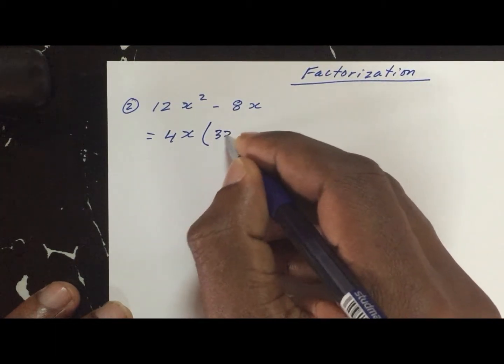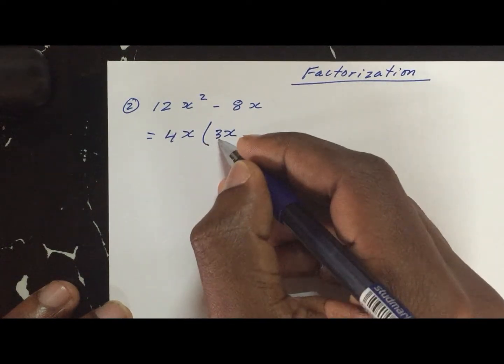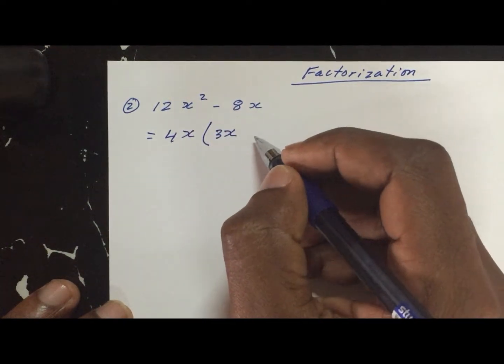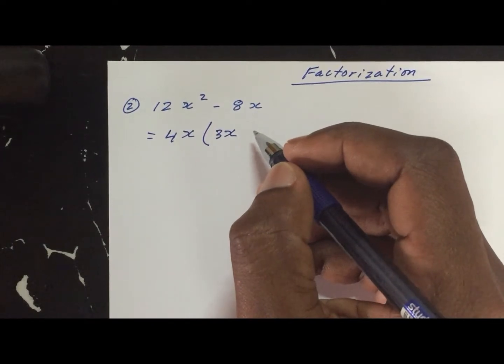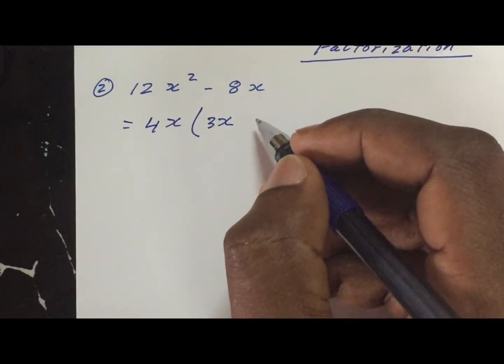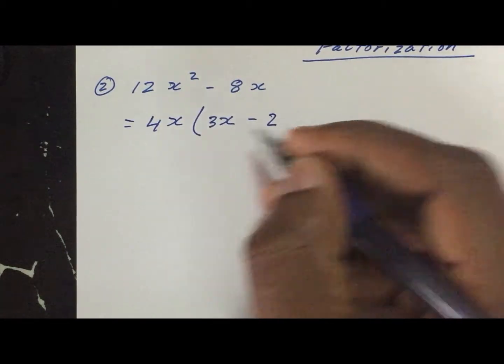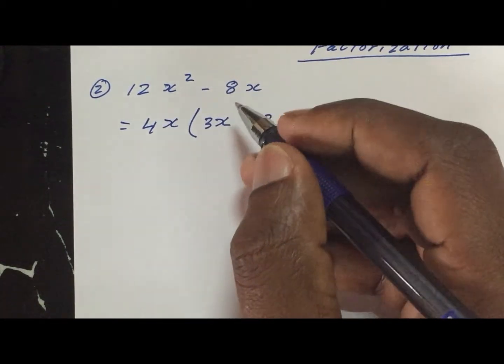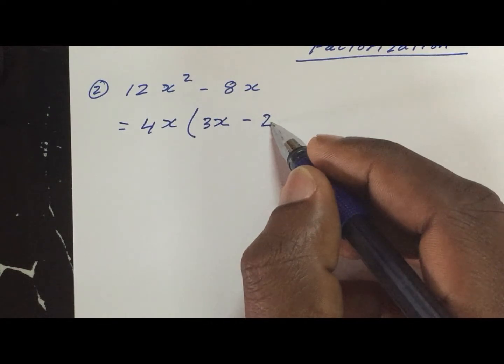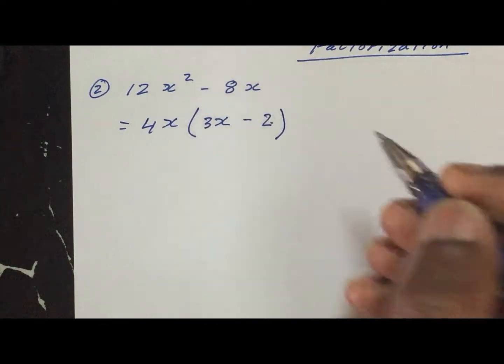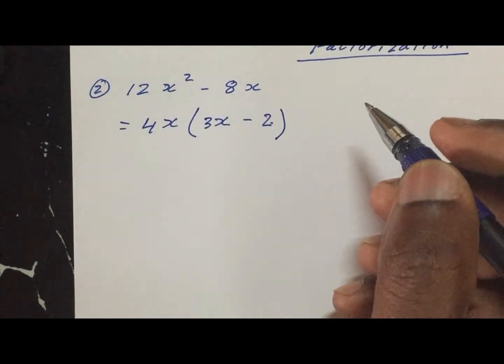So we have 3x. 4 threes are 12. Alright, so what's next? We have 8. 4 twos are 8. Alright, so 2 times 4x gives us 8x. And that is our solution.